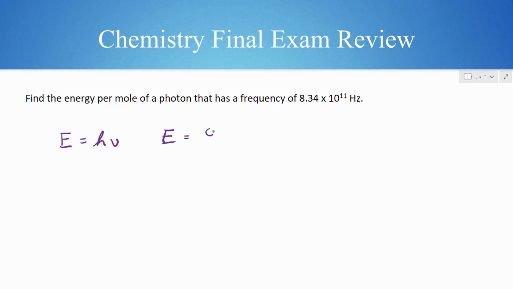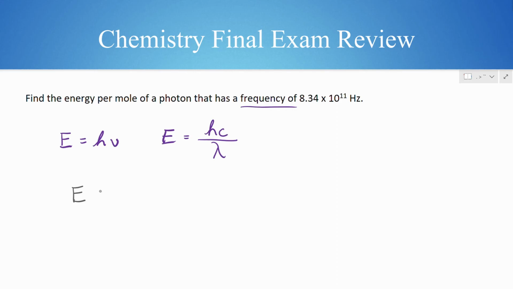You can also say energy is equal to Planck's constant times the speed of light, all divided by wavelength. Now, given frequency, we'll go ahead and use this one right here. Just be aware that this equation also exists. It means the same thing. Now, when it says energy per mole, we know that we're going to have to multiply our final answer by Avogadro's number. But first, let's just find the energy.